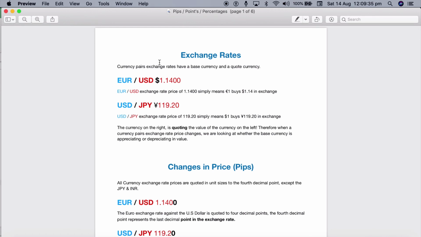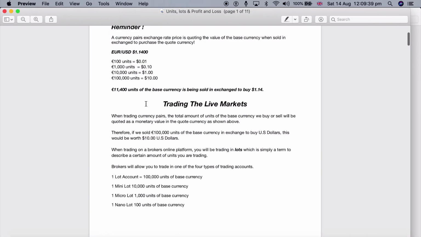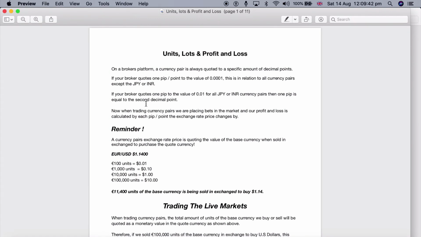pips, points, and percentage moves to calculate your risk, and then how we understand units, lots, profits, and loss when we're trading in the markets, and how that's basically crediting your accounts with a certain amount of money when you put on a trade, or debiting your account with a certain amount of money if the trade is winning or going against you in the markets.